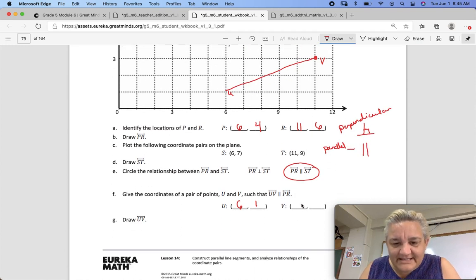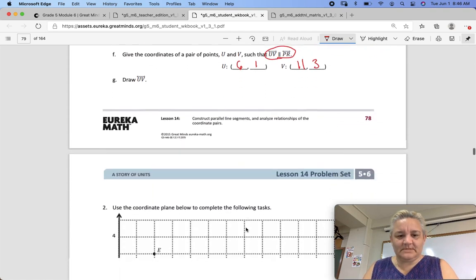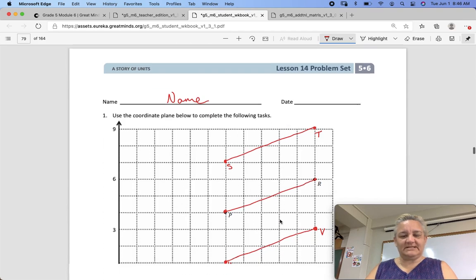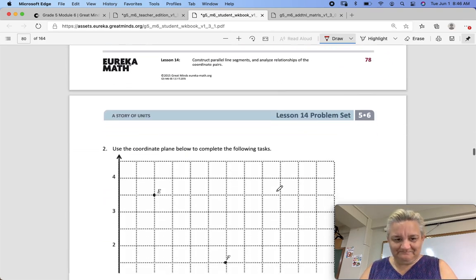And V is at 9, 10, 11. And 1, 2, 3, 11 and 3. X coordinate is 11, Y coordinate is 3. And UV is parallel. Do you see that? Parallel to PR. Draw UV, which is what we just did. Excellent. Good, okay. So that was pretty easy. Let's go to the next page.